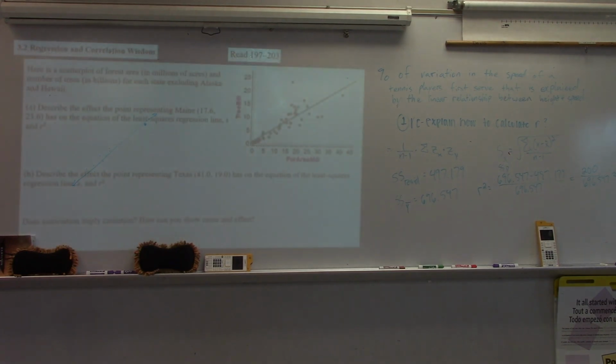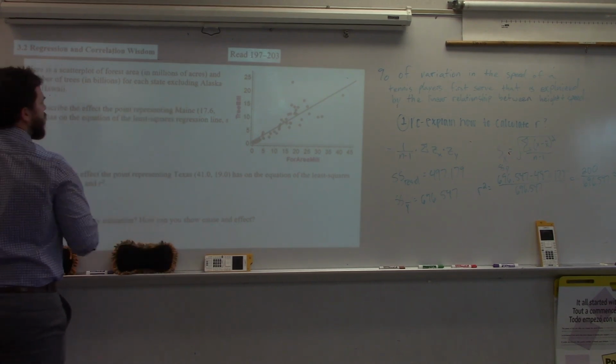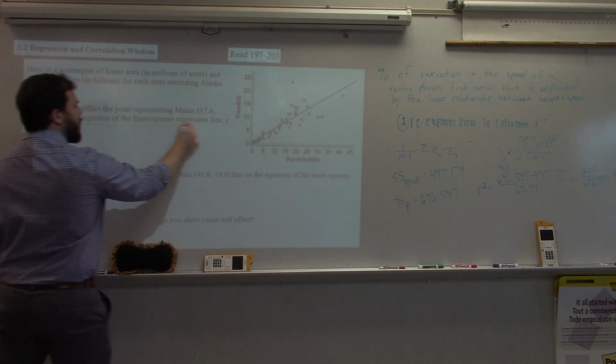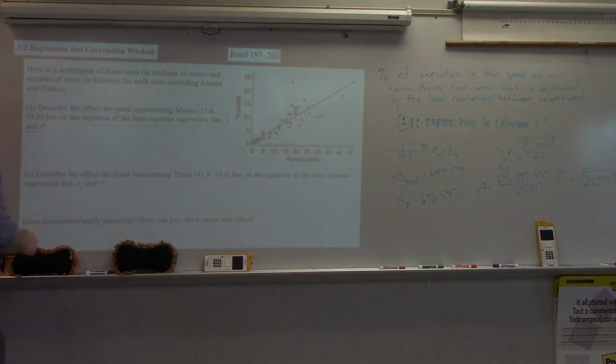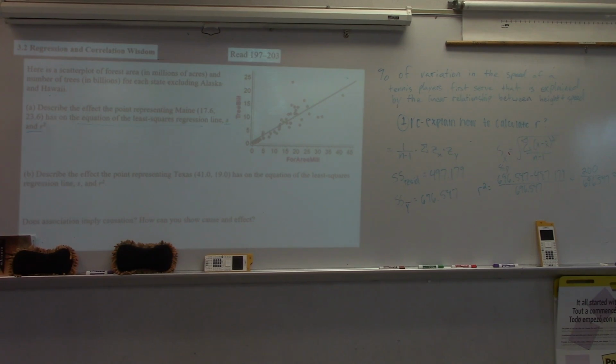So, to help us with this, here's a scatter plot of forest area in millions of acres and number of trees in billions for each state, excluding Alaska and Hawaii. Describe the effect the point representing Maine, 17.6, 23.6, has on the equation of the least squares regression line, S, and R squared. I will point this out: you're not going to have to tell exactly what the numerical values are. It is more about explaining whether it increases, decreases, stuff like that.